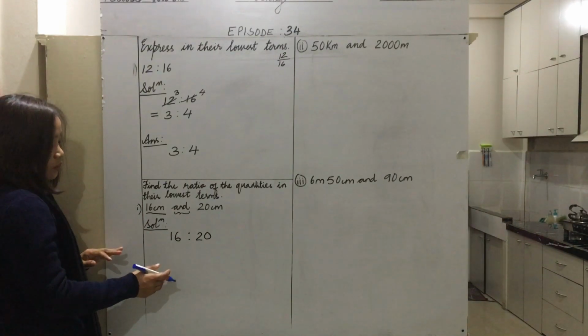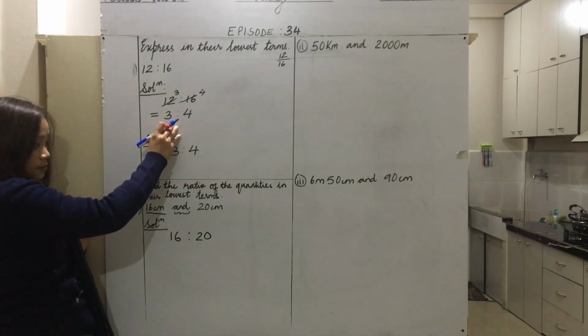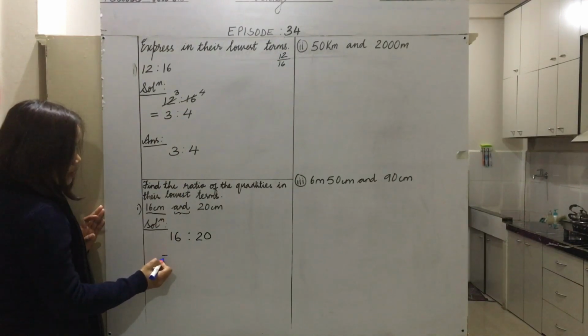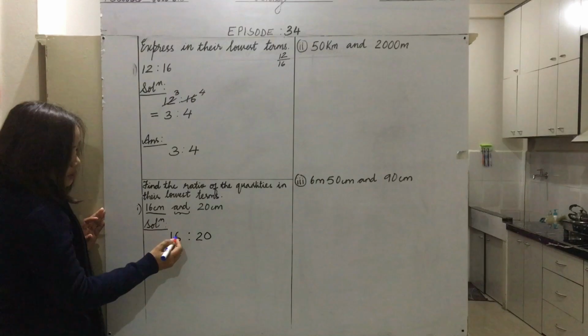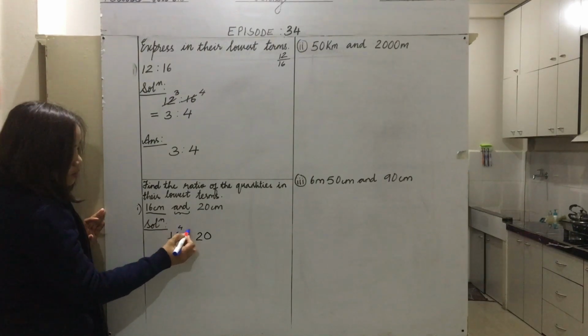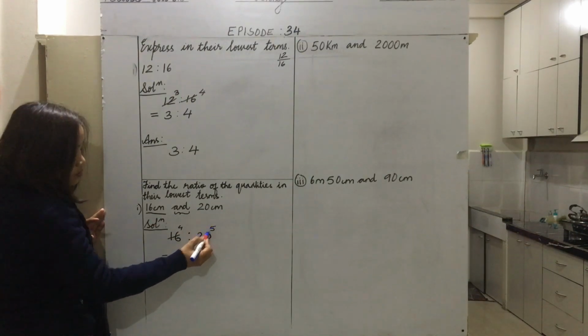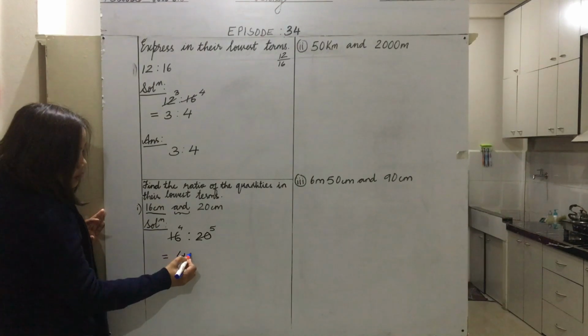Then we reduce, just like how we reduced the previous question. So what can cancel them? 4 can cancel them. So 4 fours are 16, 4 fives are 20. So what do we have? 4 is to 5 is our answer.